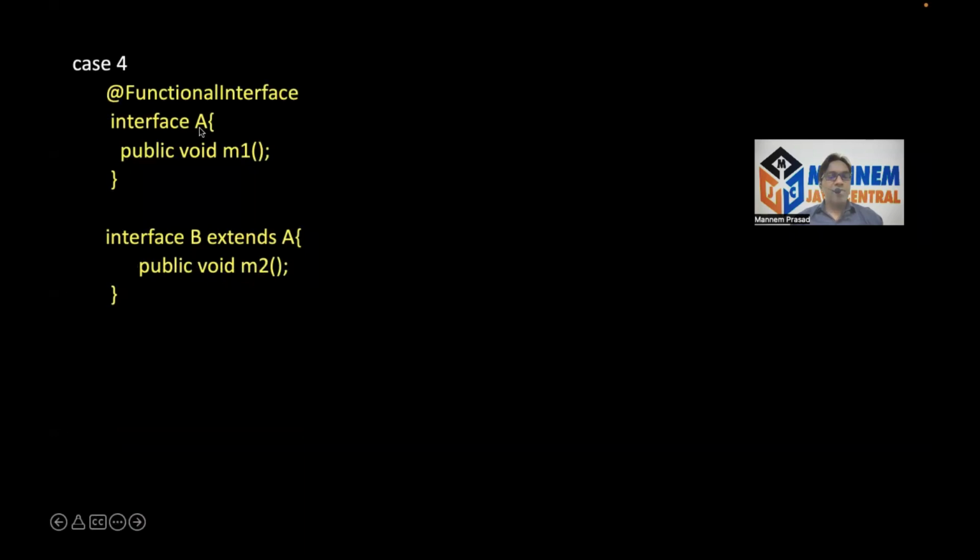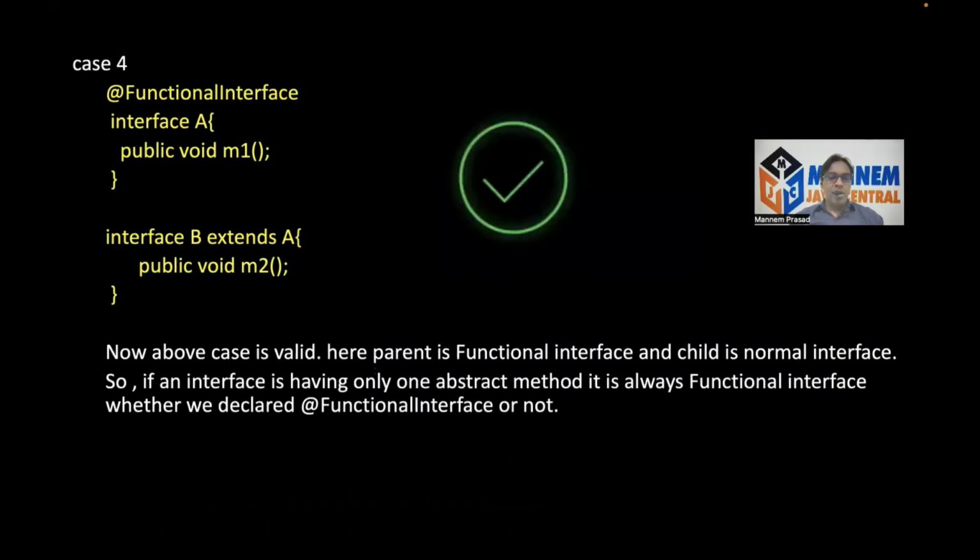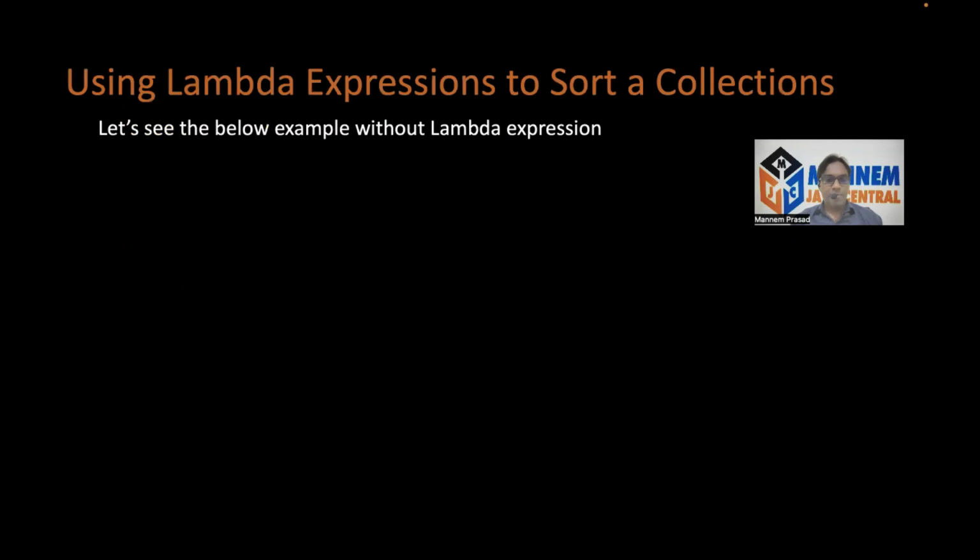I have a functional interface A, which is having the M1 method. I have a normal interface B, which extends from A. So in this case, this is valid. B is not a functional interface, right? So that's why B having more than one abstract method is valid. Yes, valid. So in the above case, the parent is a functional interface and the child is not a functional interface. It's a normal interface. So if an interface is having only one abstract method, it is always a functional interface. Otherwise, it is not a functional interface.